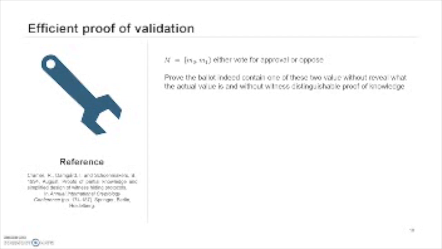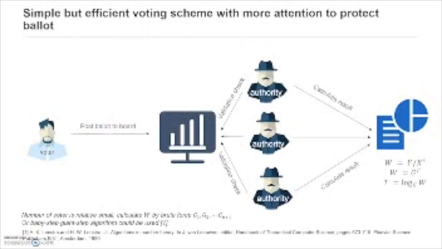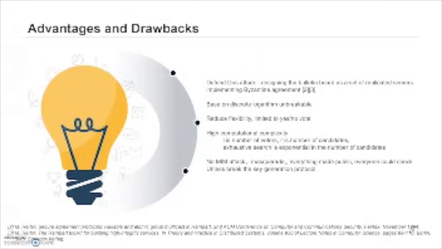Finally, when authorities have the right to push a vote on the bulletin board, they must prove the validity of their vote, that it actually contains one of the values, like here, M1 and M0. The basic voting procedure is like this. The voter puts their ballot on the bulletin board, and after the voting period, authorities validate the votes and calculate the result cooperatively. The advantage of this model is defending against DOS attacks.